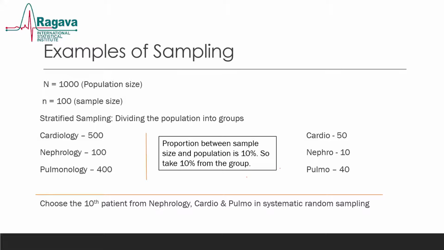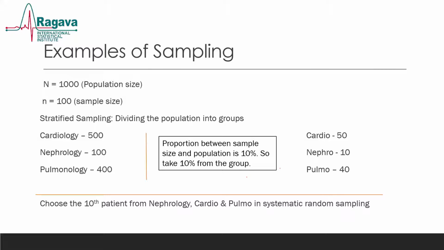And moving on, choosing the 10th patient for nephrology. For example, you know that you have arrived at the proportion, 10% is your proportion. Whereas in systematic random sampling, the way you would calculate this for cardiology, let's take cardiology for example: you have 500 cases with regard to cardiology, and you have arrived at a sample size of 50.